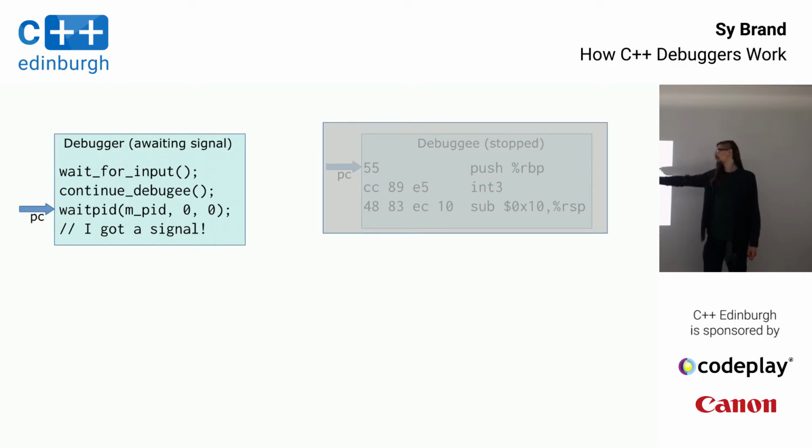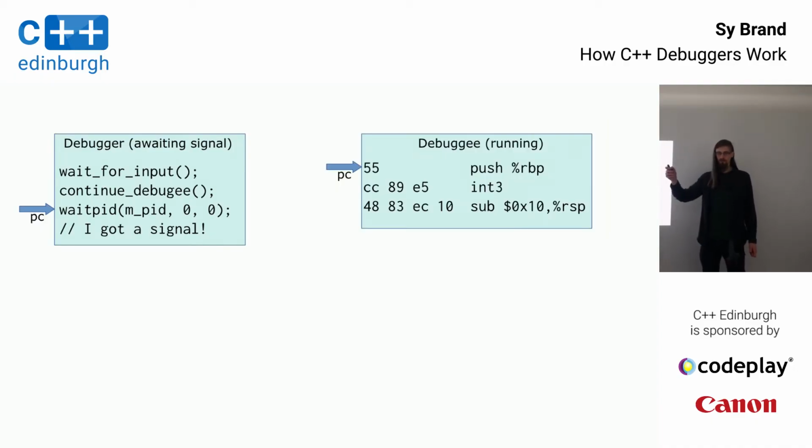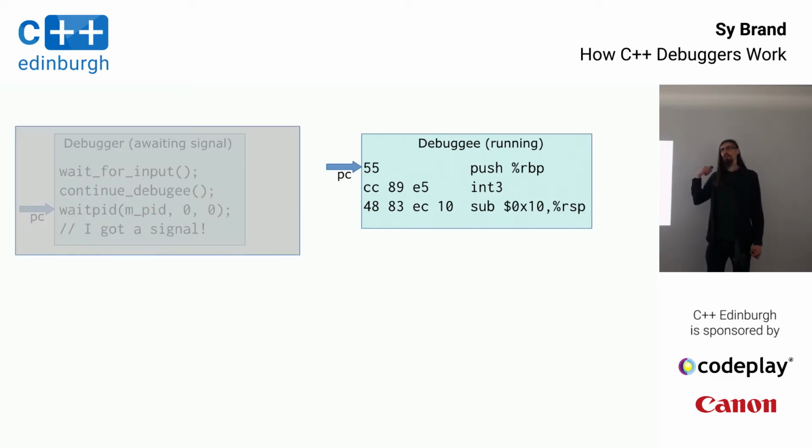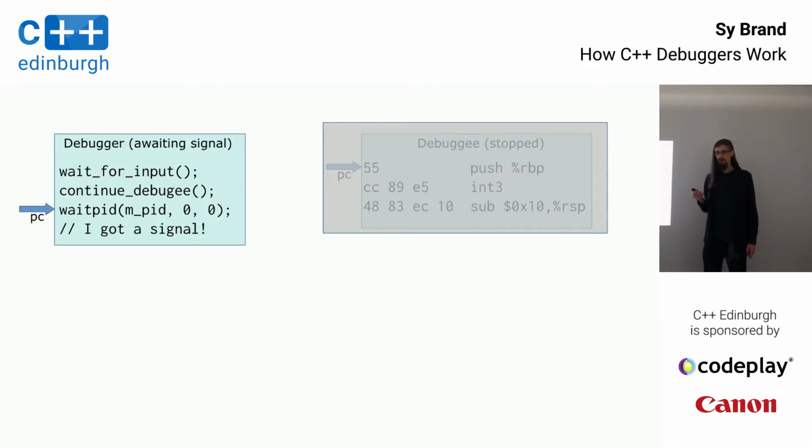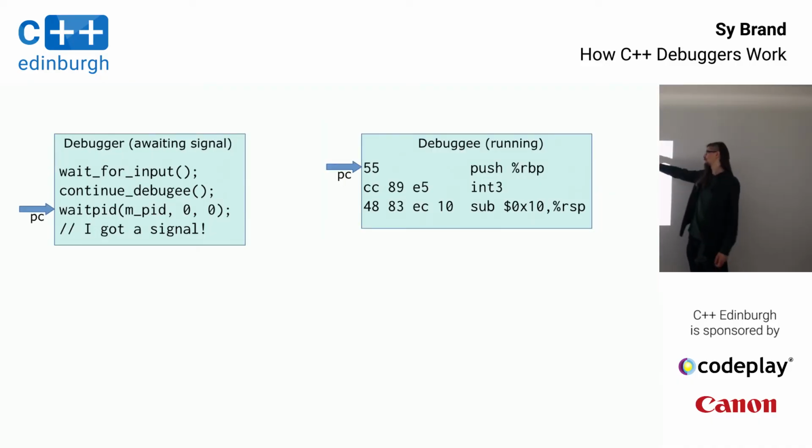Then what it's going to do is wait to get a signal. So it's going to wait for a signal to be sent to the debugger. That's what waitpid is going to do. So now the debugger is running because we continued it, and it is waiting for a signal to be sent to this process. All with me? Great. So at the beginning, it's before we throw the int3, yeah? Yes, the first comment, there's a push, yeah? Yep. We're currently at the push, so we haven't done an int3 yet.